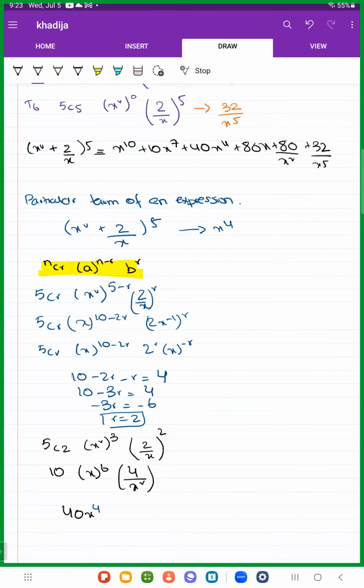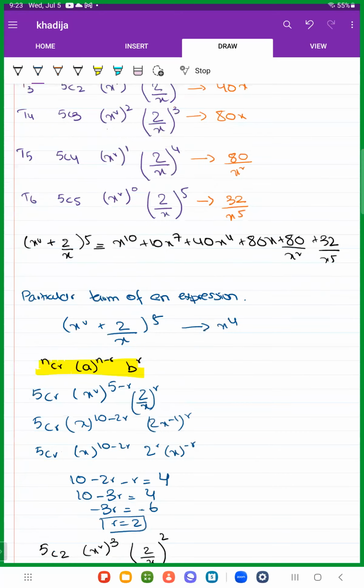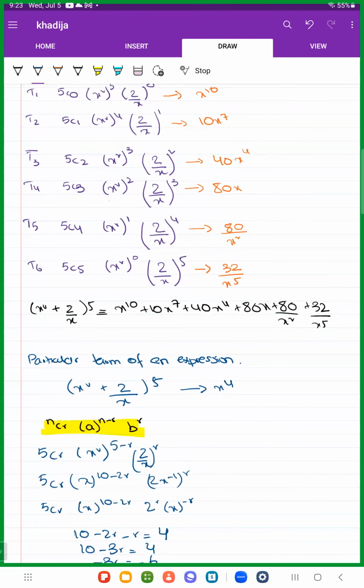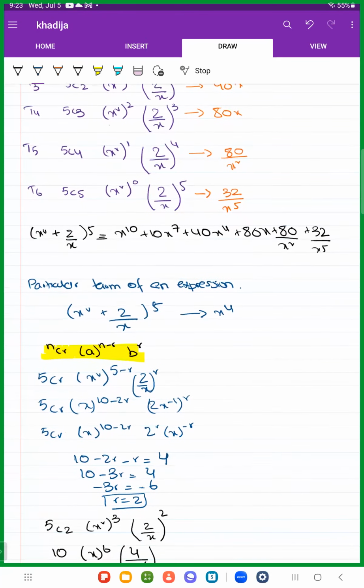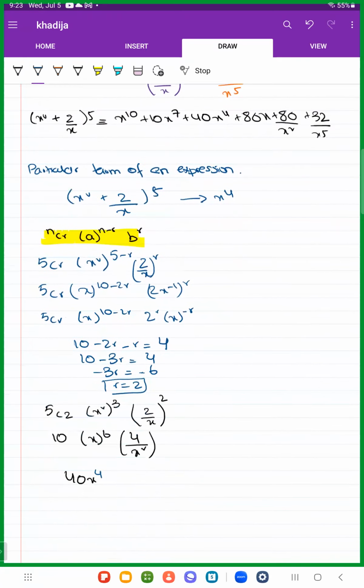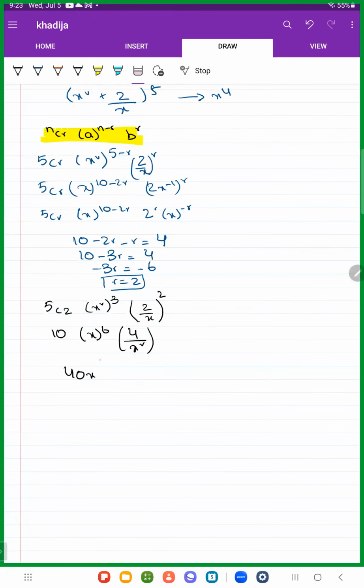Okay. Oh, just wait. That was my bad. Ignore what I just said. Just wait. It's 40x to the power 4. Yes, that's right. So I'll give you 40x to the power 4.